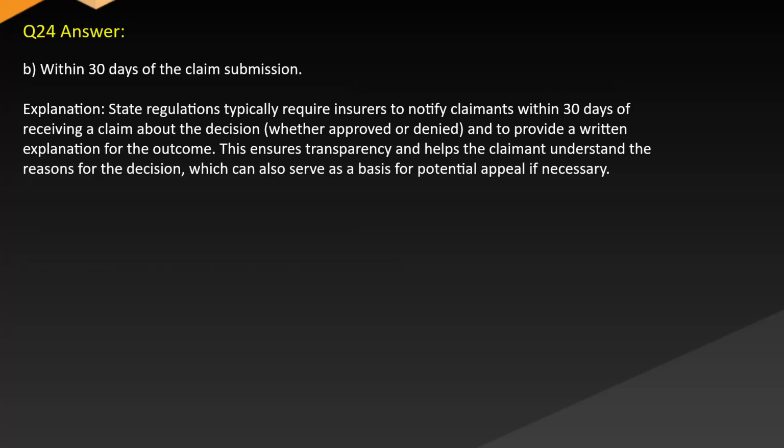Answer: B. Within 30 days of the claim submission. Explanation: state regulations typically require insurers to notify claimants within 30 days of receiving a claim about the decision, whether approved or denied, and to provide a written explanation for the outcome. This ensures transparency and helps the claimant understand the reasons for the decision, which can also serve as a basis for potential appeal if necessary.